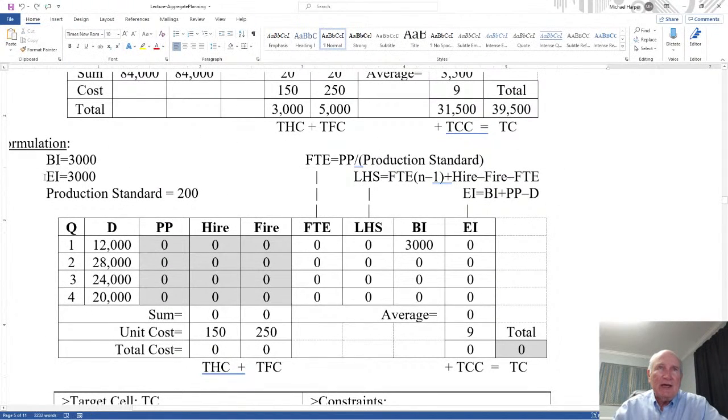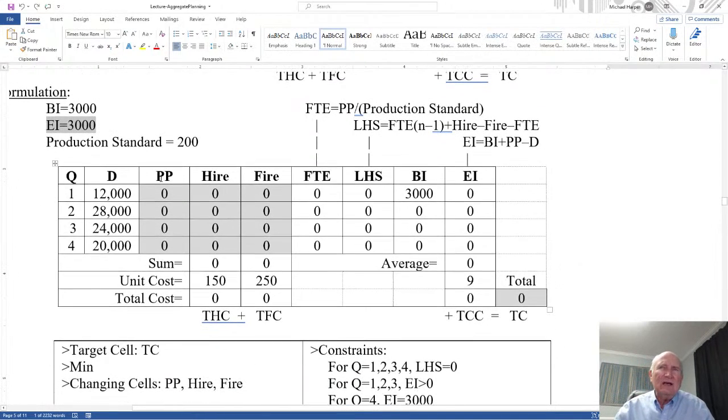The reason I do that is because often we want an inventory objective. Well, if I have an inventory objective, I don't want to reformulate this thing. I'm just going to change this number, change the number and run it again. And you'll see it's a lot more efficient that way.